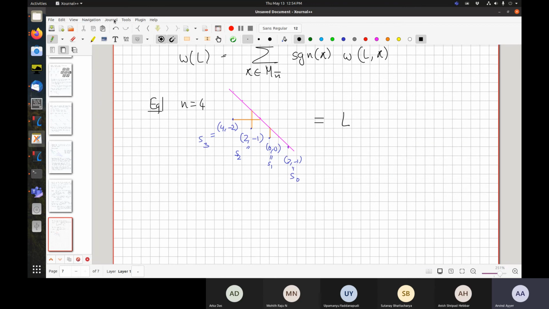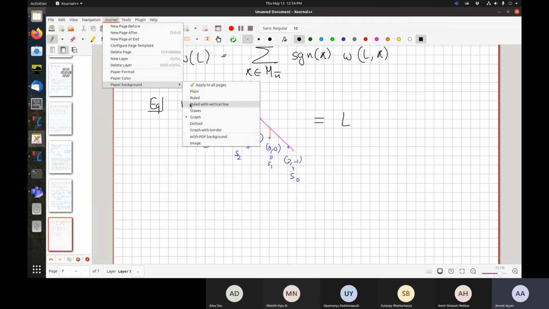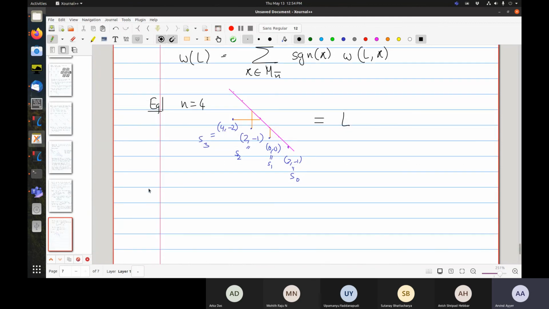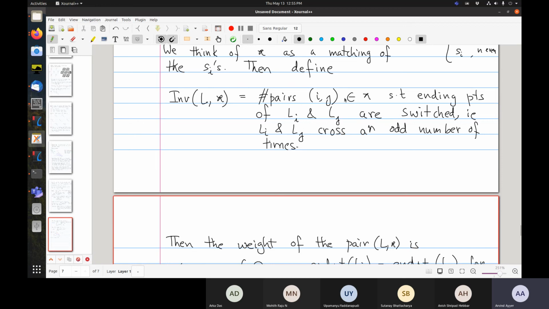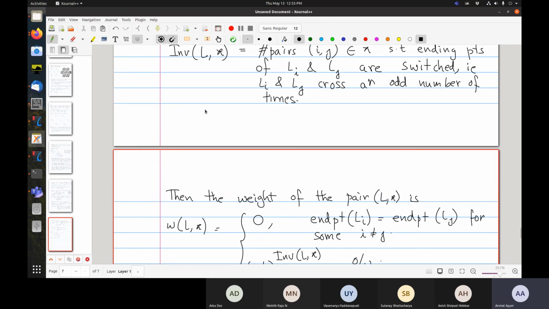And now for each pi, there are 3 possible matchings in M4. So let's say pi, in the first case is 1, 2, 3, 4. So let me match it. For each pair ij, we will see if there is any crossing. So remember, what is inv of L pi? We want to look at the number of pairs ij such that ending points of Li and Lj are switched. That is, Li and Lj cross.